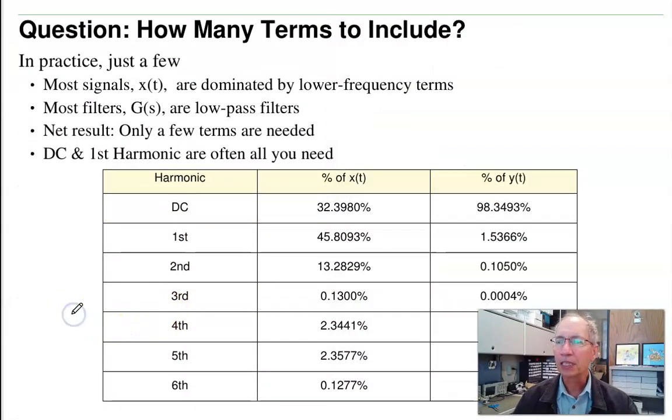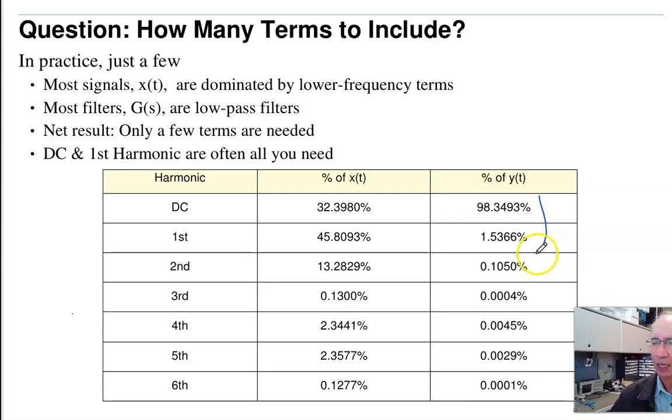Last thing to mention is how many terms do you need? Well, in theory, the answer is infinity. In practice, I can get by with typically just 2 terms. The reason for that is most signals are dominated by a few low frequency terms. Most filters are low-pass filters. Put the 2 together, you get something like this. The output, almost all the energy is in the first 2 harmonics, the DC and the first harmonic. All these terms really don't matter all that much.